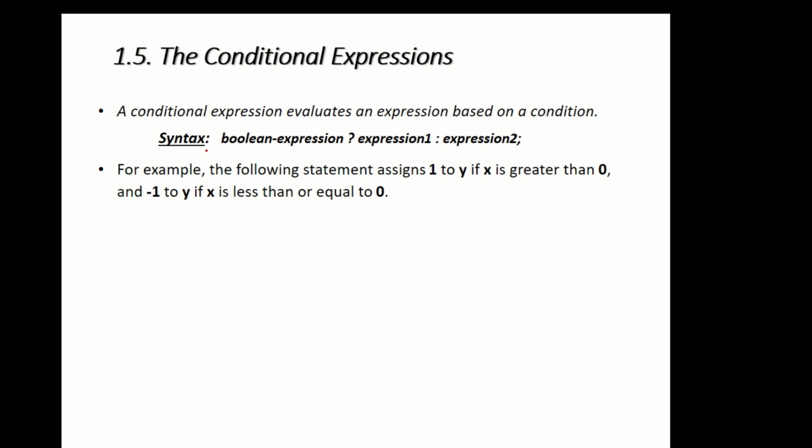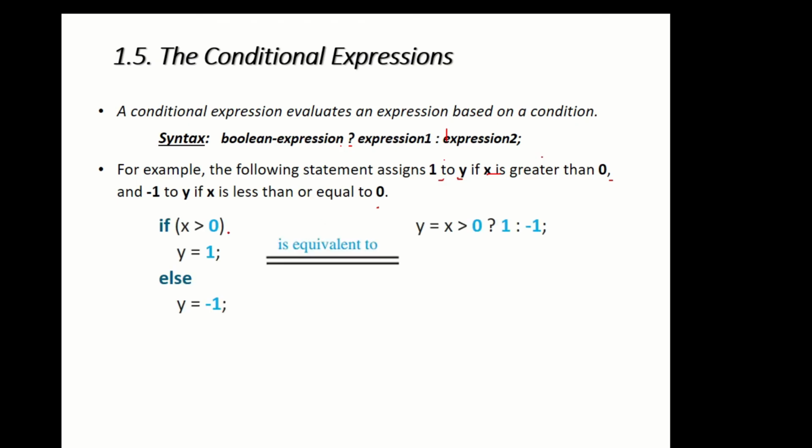Then the next one is the conditional expression. The conditional expression evaluates an expression based on a condition: boolean expression ? expression 1 : expression 2. For example, the following statement assigns 1 to y if x is greater than 0, and -1 to y if x is less than or equal to 0. So if x is greater than 0, y equals 1, else y equals -1. This is equivalent to y = (x > 0) ? 1 : -1. This is the same conditional expression.